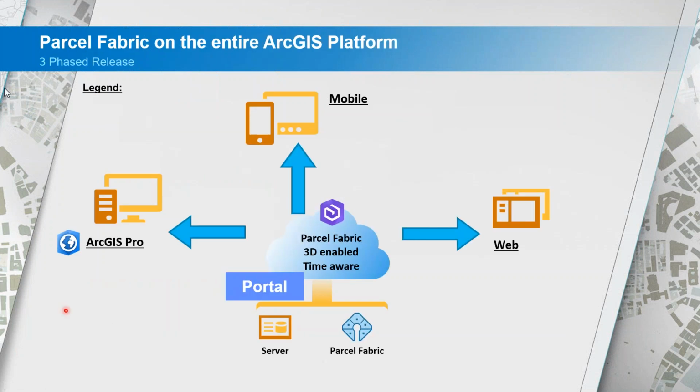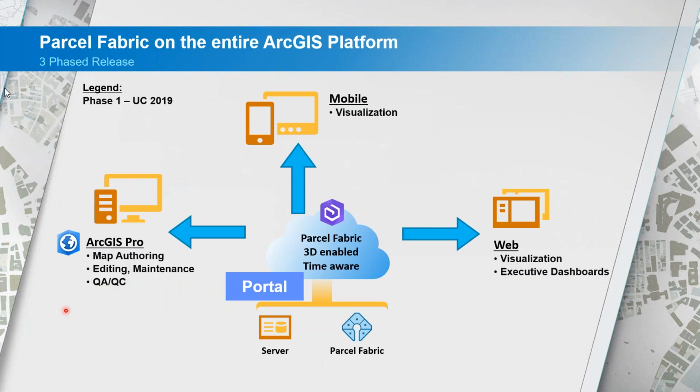So our 3-phased approach, just in a different format here. Phase 1 with the current release. With Pro, we have map authoring, the editing and maintenance, and QA/QC. Since that is a live service out there, that's also available to our mobile clients right now for visualization. And also for any web application or executive dashboards, that same information can be seen from web clients.